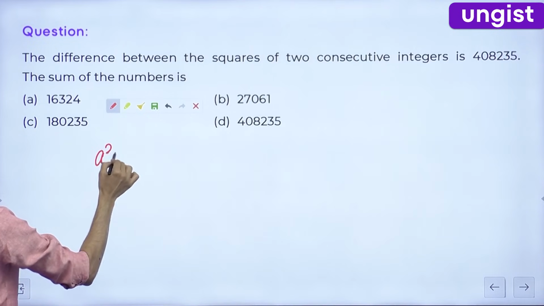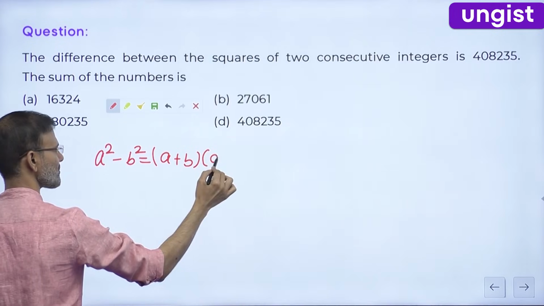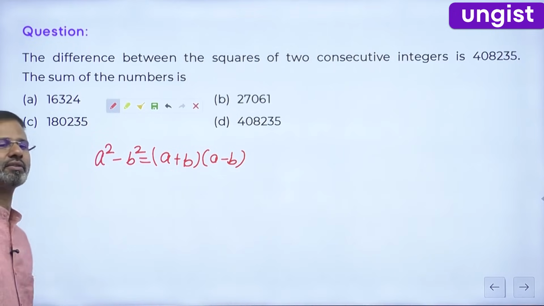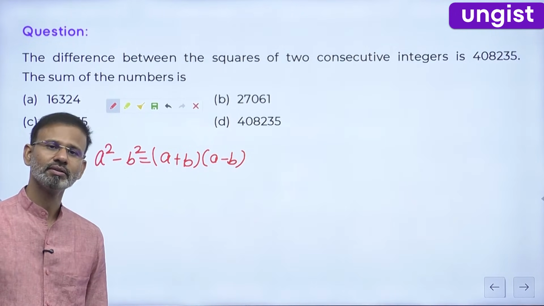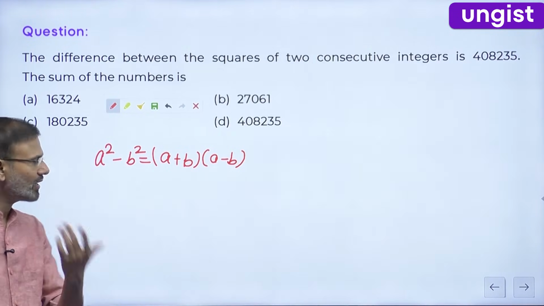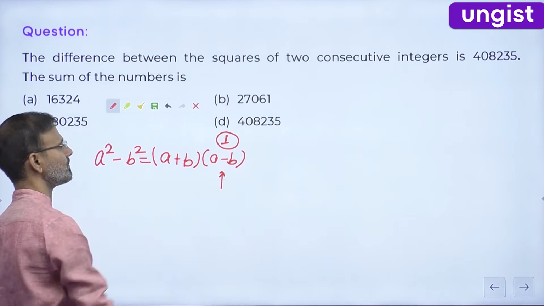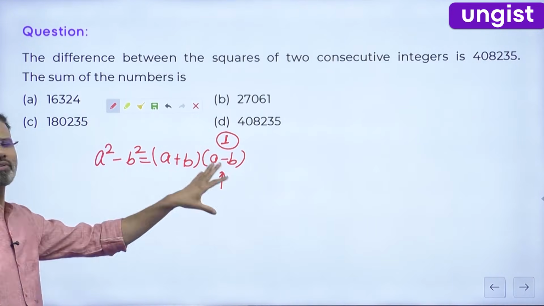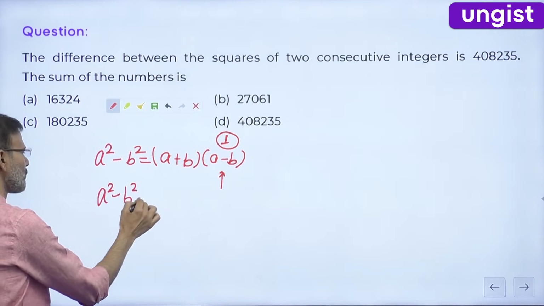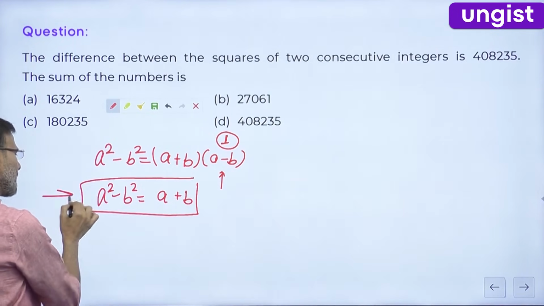Just tell me one thing, a square minus b square is equal to a plus b into a minus b. All of you, yes or no? ठीक? If the numbers are consecutive, then what is a minus b? 1. If the numbers are consecutive, then a minus b will be 1. Right, everyone? So a plus b into 1 will be a plus b only. So the difference between the squares of two consecutive numbers is the same as their sum.